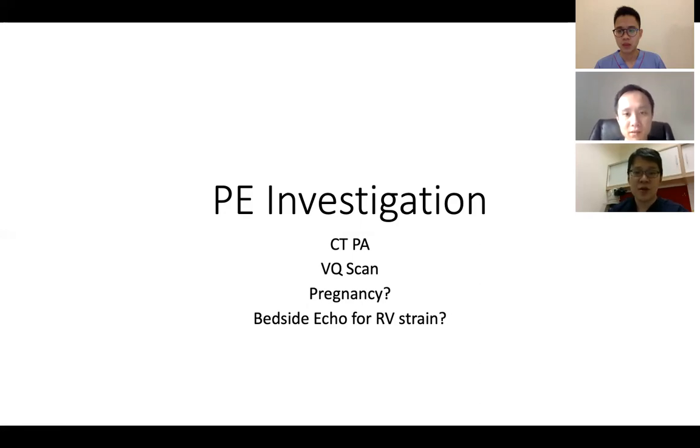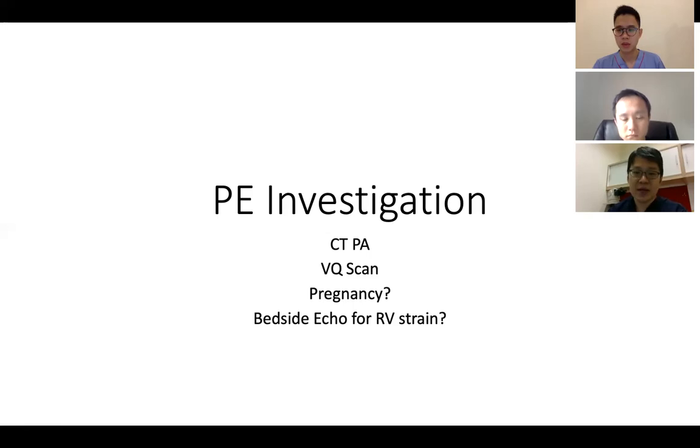Okay, so for scanning, the modality of choice is CTPA. That is without doubt the best. VQ scan has largely fallen out of favor, and even getting a VQ scan in NUHS nowadays is extremely difficult because it's not being done. So CTPA has a sensitivity and specificity of almost 99%. And with all these multi-slicers now, we're having the 64 slicer and 128 slicer. The problem now is not missing diagnosis, but actually over-diagnosis. So nowadays, we're picking up subsegmental PEs that we may or may not want to treat.